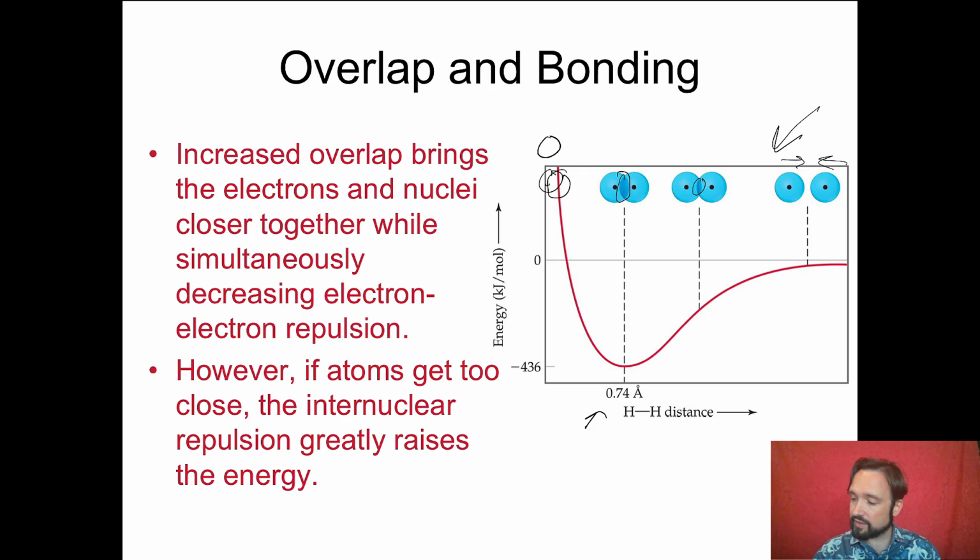Let me draw that up here perhaps, where we had a lot of overlap and our nuclei would be very close and really repelling one another. So the energy goes way up. So we want to have good overlap. Electrons are shared nicely in these covalent bonds, but not so much overlap that the nuclei start to repel one another. For our hydrogen-hydrogen bond, our equilibrium bond length comes in at about 0.74 angstroms. Just FYI.